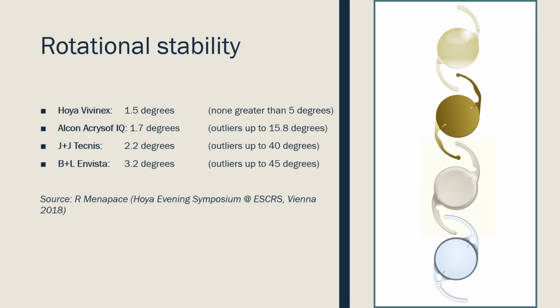A further comparison of hydrophobic acrylics was presented at a Hoyer symposium at ESCRS in 2018 and showed that the Hoyer Vivinex may have even better stability than the RCOphth, with a mean rotation of just 1.5 degrees and no rotations greater than 5. These results had some similarities to those of Lee and Chang, again showing better stability with the RCOphth compared with the Technis, with fewer big misses with the RCOphth platform.